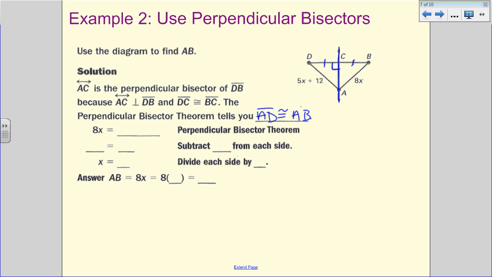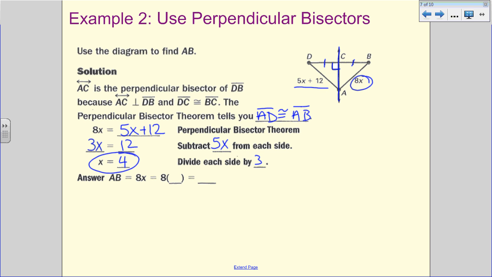If I look at my algebra, I can take AB, this 8x, and set it equal to 5x plus 12. If they're congruent, I can set them equal to each other. Then I'm going to go through and do my math. I'm going to subtract 12 from each side. I'm sorry, not 12. I'm going to subtract 5x. Sorry guys, I was looking at the corner of my eye. So when I subtract 5x from 8x, I get 3x is equal to 12. Divide each side by 3, and we get x is equal to 4, which is great.